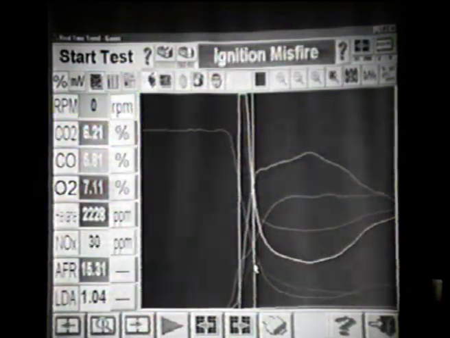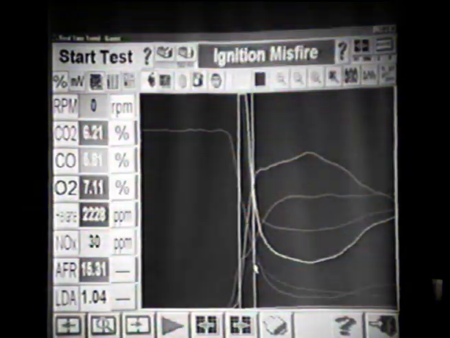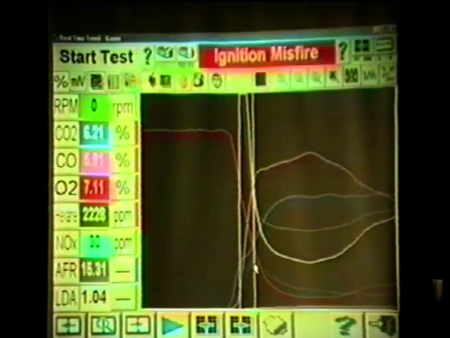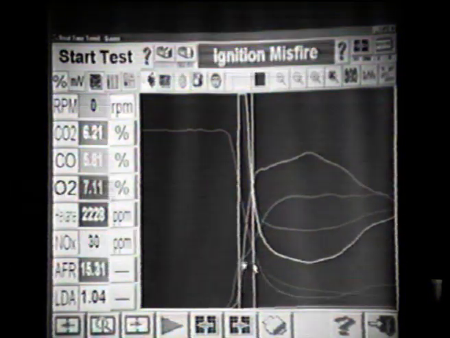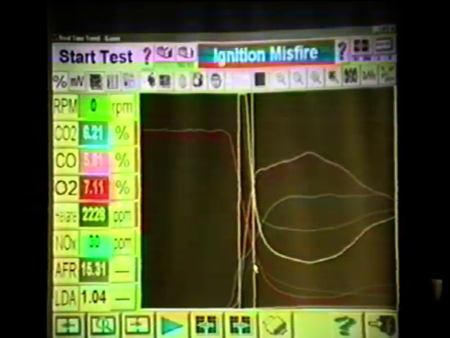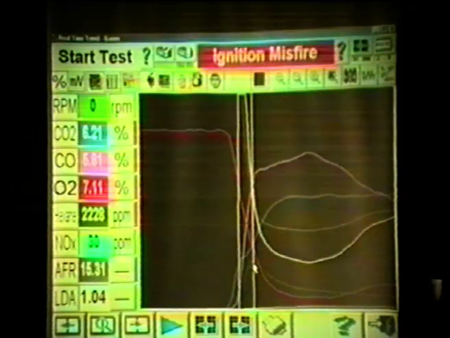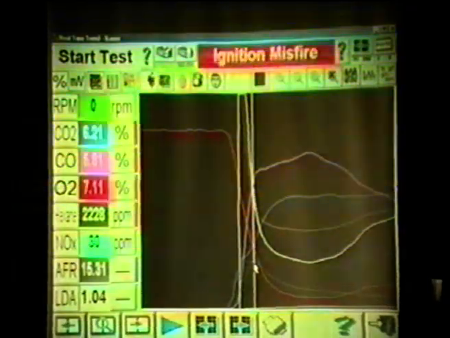Now that CO could be because the car overfueled during starting. It could be. Or it could be that the ignition system wasn't quite completely disjointed. My guess, going by this particular engine, is that the device will actually overfuel during starting.